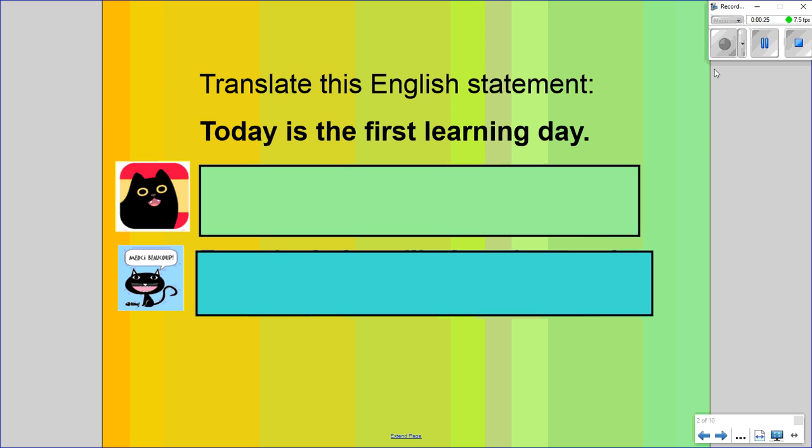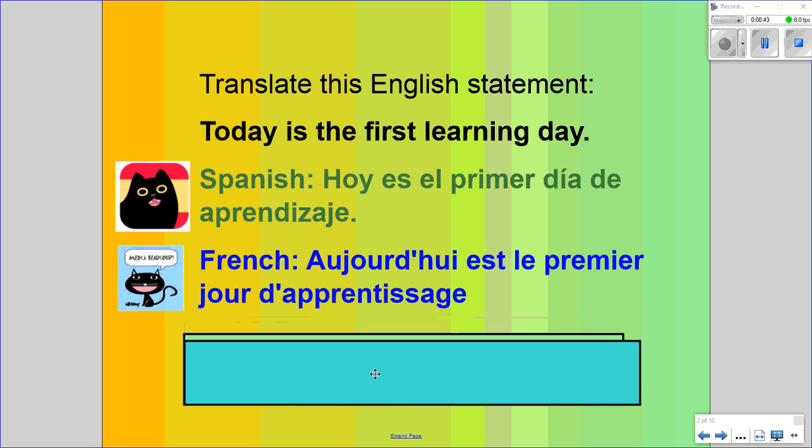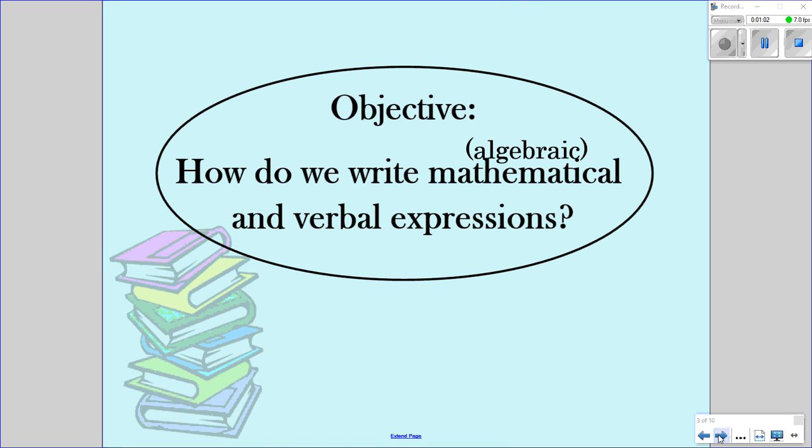If you were to translate this in Spanish, you would say hoy es el primer día de aprendizaje. Sorry if I butchered that. French is my first language. If you were to translate that in French, you would say aujourd'hui est le premier jour d'apprentissage. So what we just did was translate an English statement into Spanish and French, and it can be translated in any other language. This brings us to our first lesson, which is the objective.